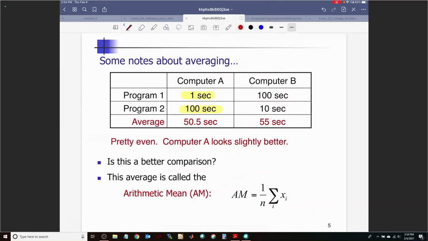Now, clearly, is this a better comparison? The answer is no, right? Straight away, the answer is no. Why? Because we did not even include the amount of time we are going to be interested in running program 1 versus program 2. What if we are running program 2 90% of the time and program 1 only 10% of the time? If that is the case, clearly computer A is going to be very, very bad in comparison with computer B because we are running program 2 a lot, right?